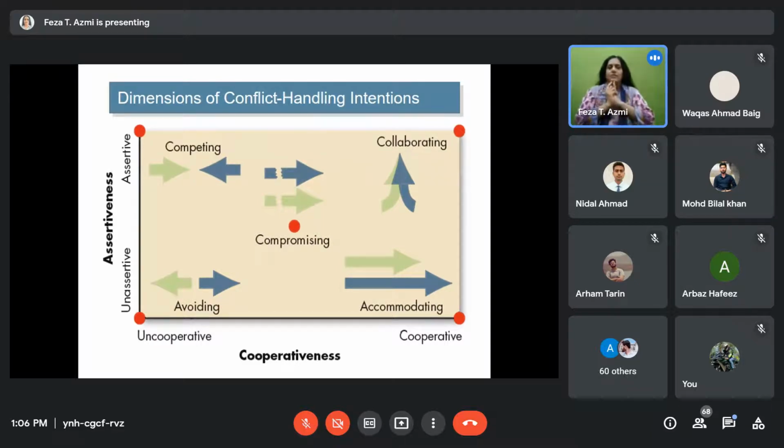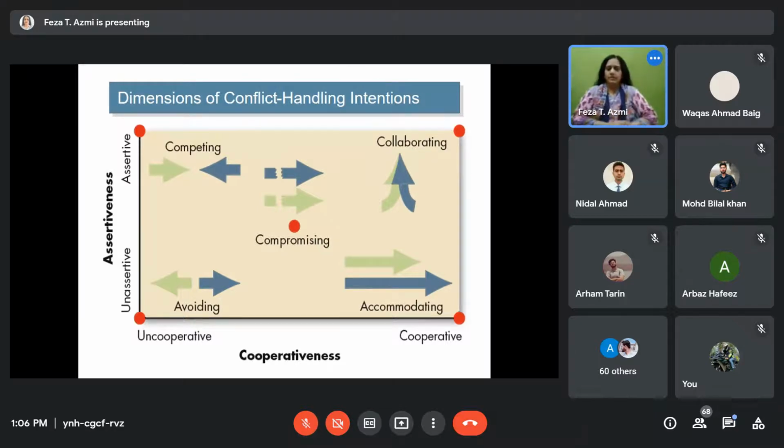And then the last, avoiding. What kind of strategy is it? You are low on cooperativeness, low on assertiveness. In those situations, you will avoid the situation. You will avoid the person, you will avoid the problem. You will not talk about it, you will not listen to the issues, you will not bring them up, you will just avoid the problem.